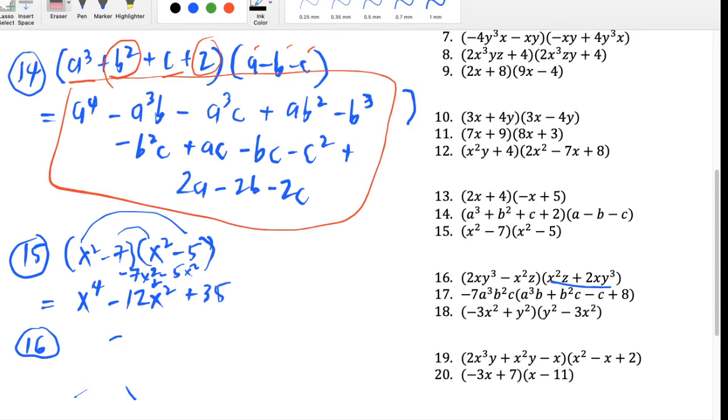Erase ko na lang muna lahat kasi I don't have space. Okay.